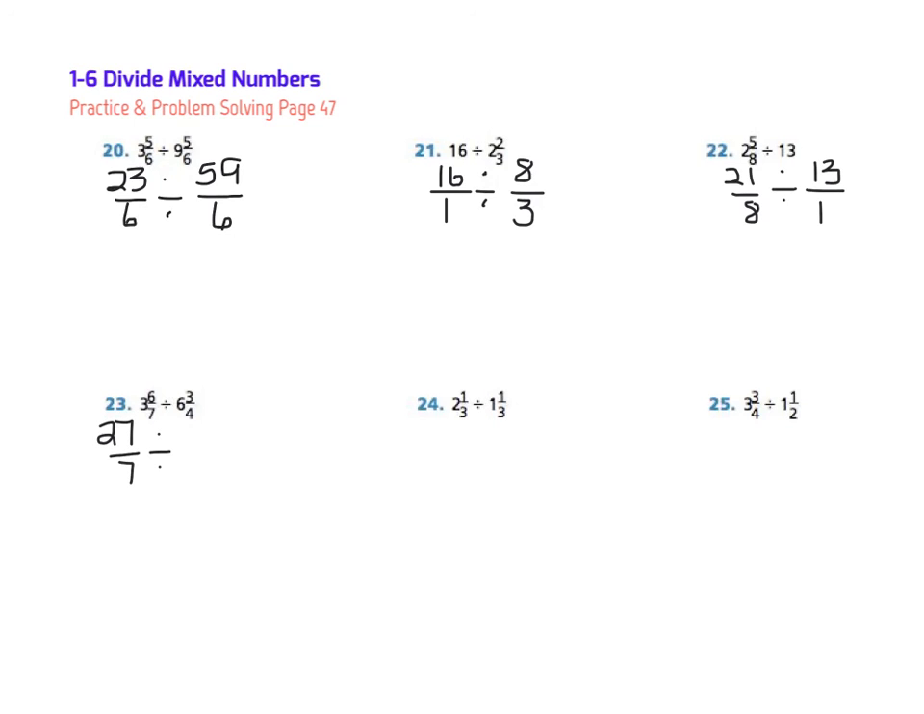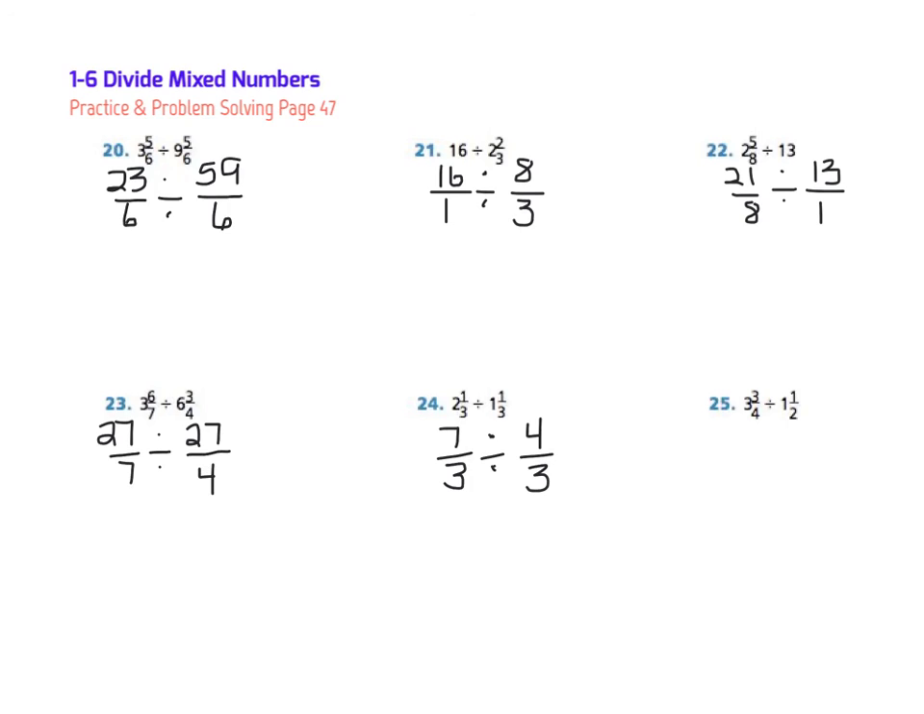Divided by 6 3/4. Keep the denominator 4. 6 sets of 4 is 24, plus 3 makes 27. Okay, number 24, 2 1/3. Denominator is 3. 2 sets of 3 is 6, plus 1 more is 7. 1 1/3, that's 4/3. 1 set of 3 plus 1 more makes 4.